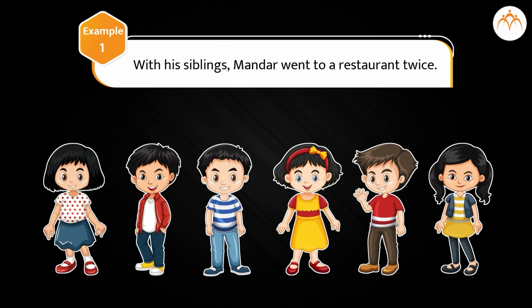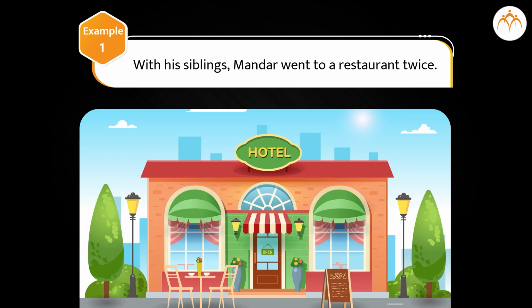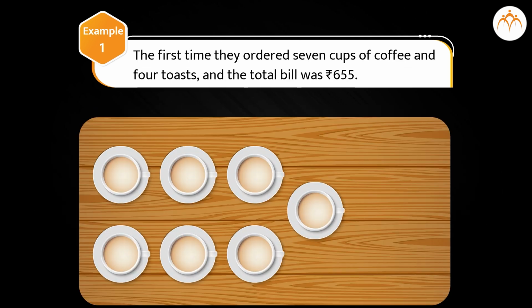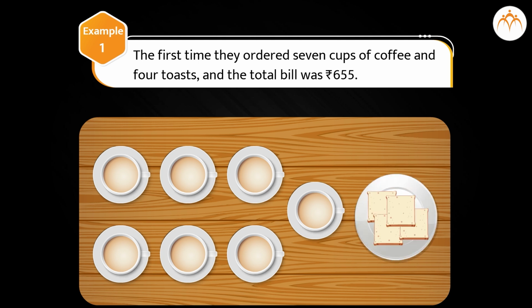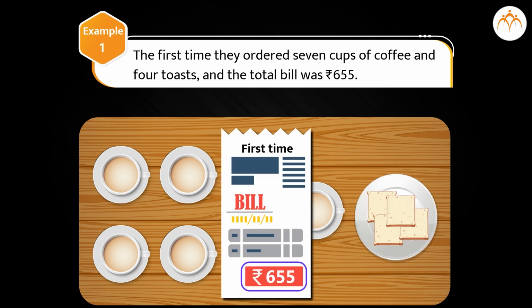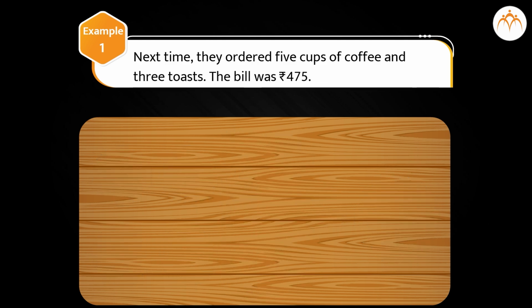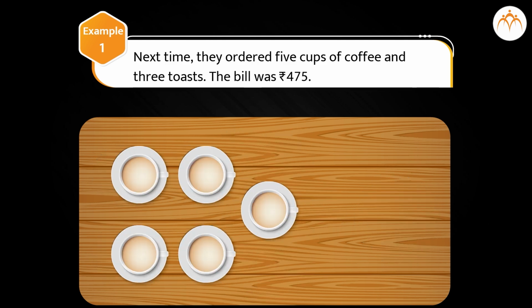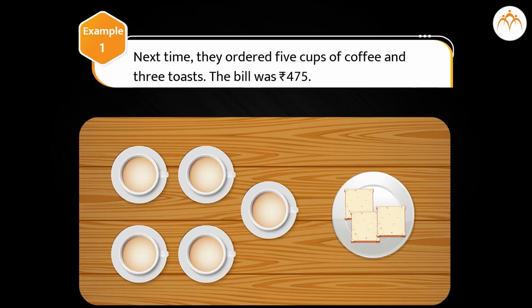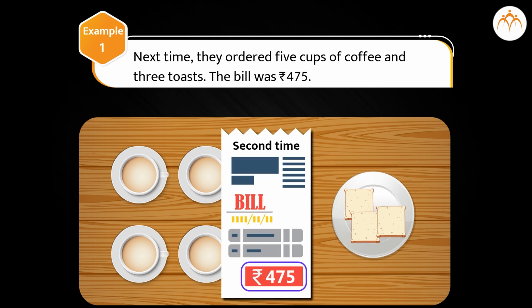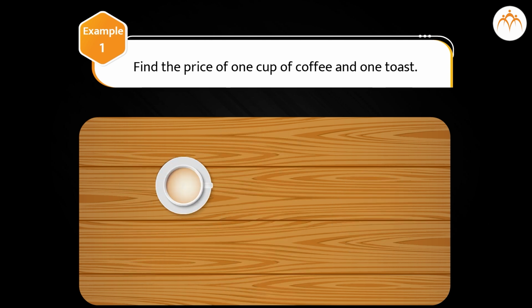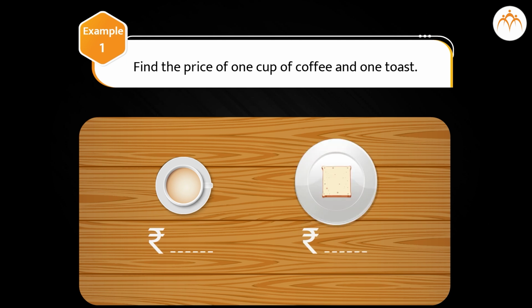Example: with his siblings, Mandar went to a restaurant twice. The first time they ordered 7 cups of coffee and 4 toasts, and the total bill was 655 rupees. Next time they ordered 5 cups of coffee and 3 toasts. The bill was 475 rupees.